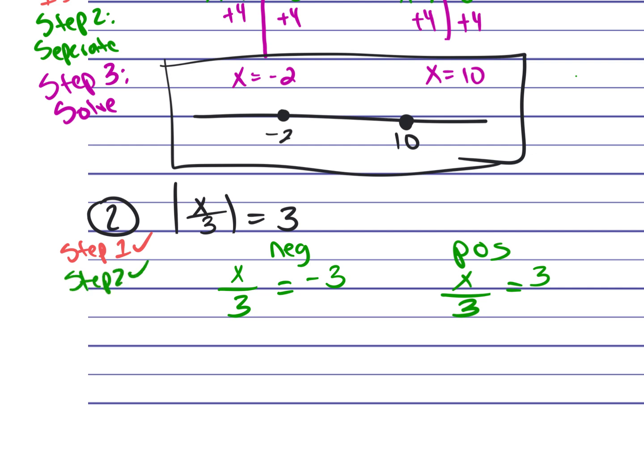Step 3 is now to solve. You cannot solve until you finish step 2. Some people want to solve, and then they only end up with one answer. If you don't separate, you're going to end up with one answer.